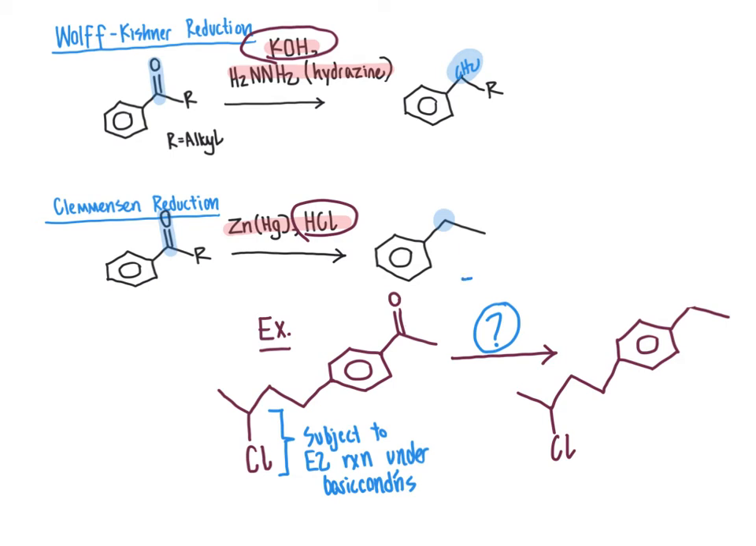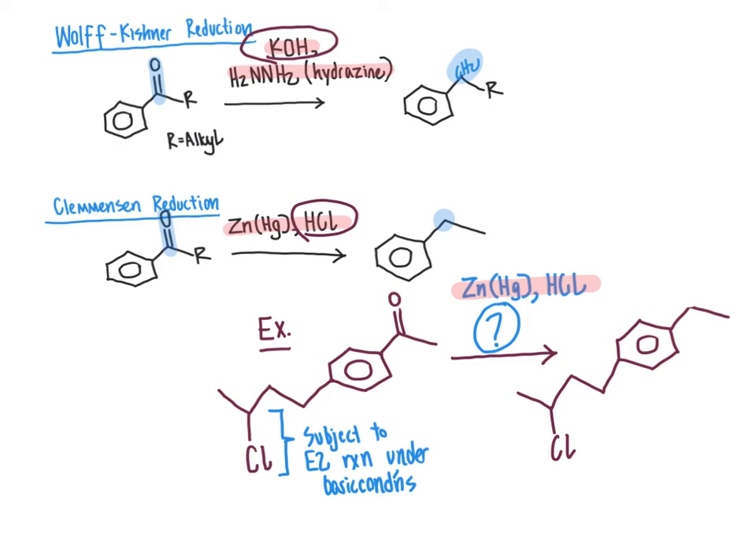And so instead what we use is our Clemmensen reduction reaction mixture. So take our mercury and zinc along with our HCl, and this reaction is going to progress as desired because the mixture of zinc, mercury, and HCl is not going to affect our chlorine atom here in the molecule.